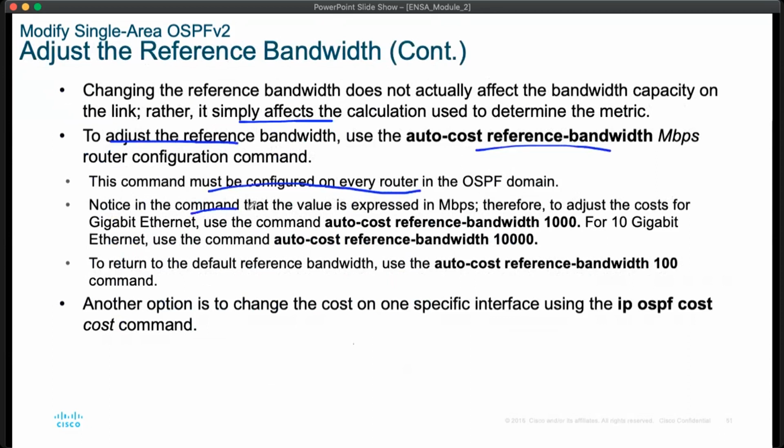Notice in the command the value is expressed in megabit per second. Therefore, to adjust the cost for gigabit Ethernet, use the command auto-cost reference-bandwidth 1000. For 10 gigabit Ethernet, use the command with this value. To return to the default reference bandwidth, use the auto-cost reference-bandwidth 100 command.